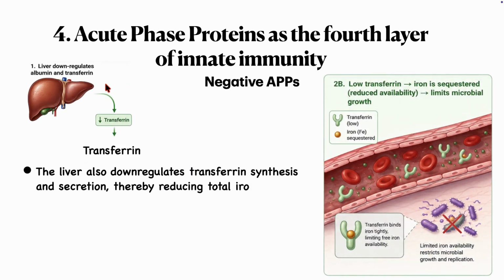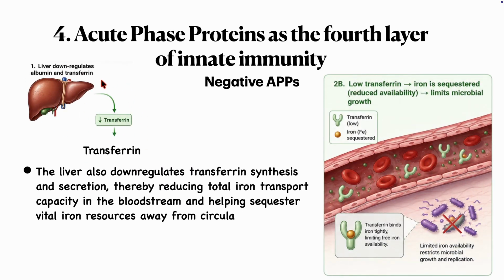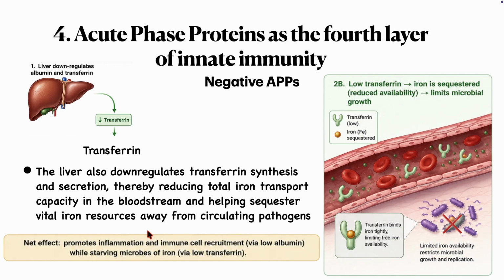The liver also downregulates transferrin synthesis and secretion, thereby reducing total iron transport capacity in the bloodstream and helping sequester vital iron resources away from circulating pathogens. So the net effect of negative APPs is to promote inflammation and immune cell recruitment via low albumin and starve microbes of iron via low transferrin.